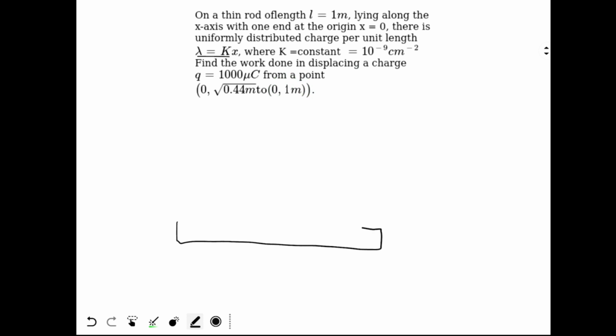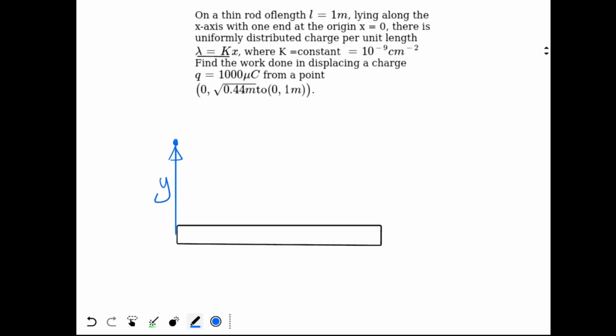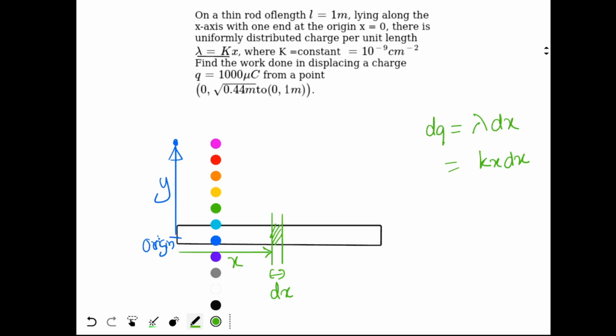So this is the rod. Now because of this rod, first of all I need to find the potential at a distance y from its end. This is the origin. So first of all I need to take an element at distance x from the origin along the rod. So let's say this is my element of length dx. So the charge on the element dq will be what? Lambda dx. So lambda is going to be kx, so kx dx. Now due to this element, I want to find the potential of this point.